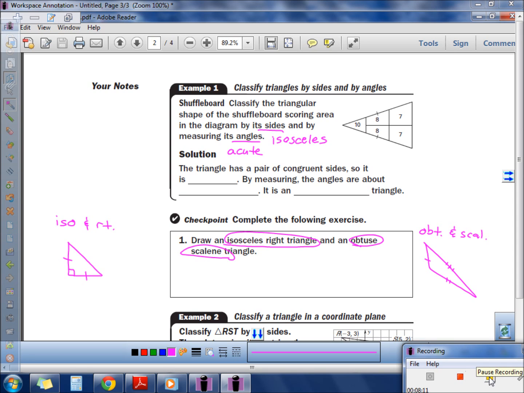For isosceles right, I have to have two congruent sides and then a right angle. So that definitely works. For an obtuse scalene, I started with my obtuse angle. And then I made sure that all the sides were different lengths, and I marked them. That's key, to make sure you mark your sides with different marks. That way you're proving that they are different. So please make sure to have those marks on the edges.